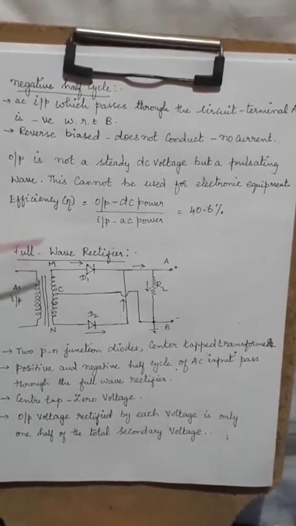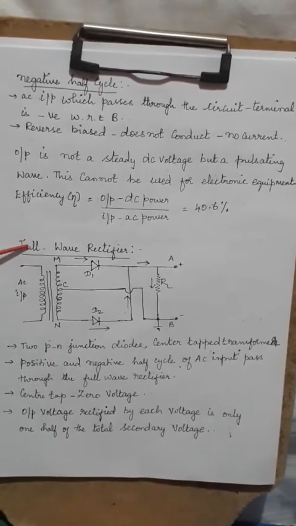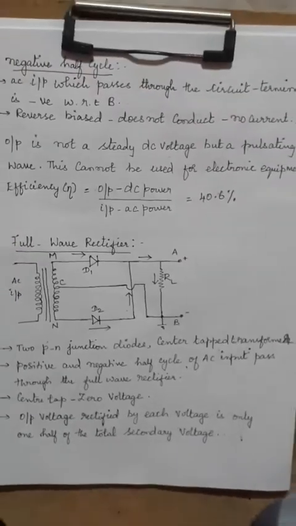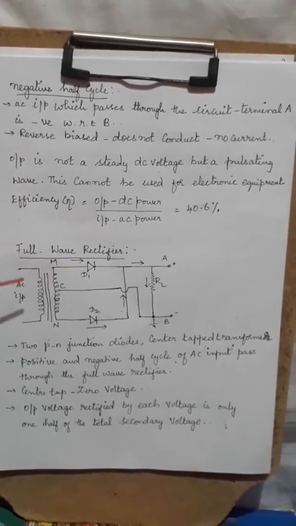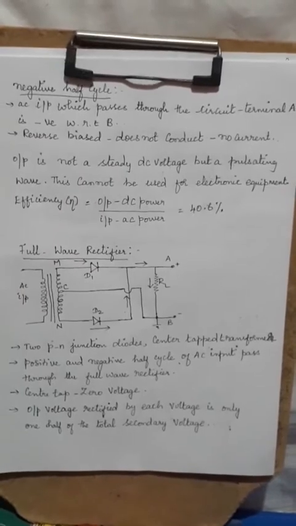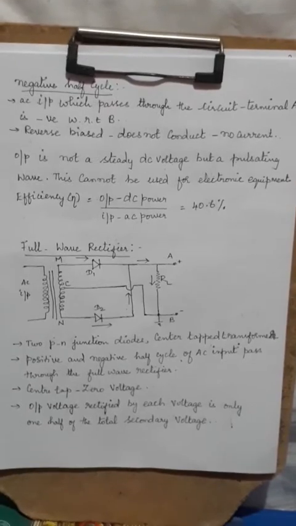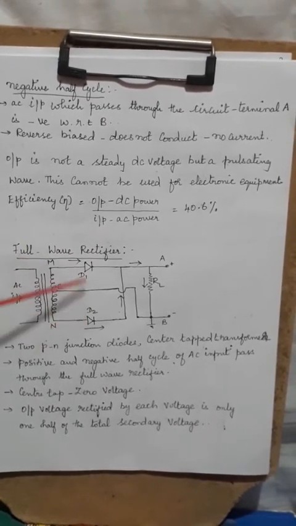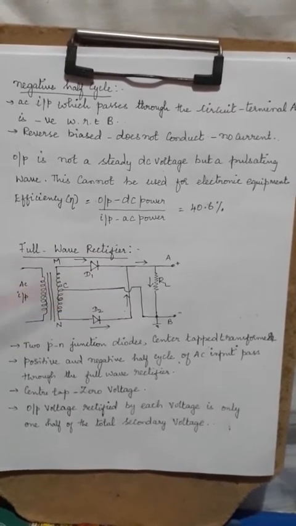Now moving on to the next one, which is the full wave rectifier. If you have understood the half wave rectifier, the full wave rectifier is even easier, children. Nothing, it is double. There, only one diode was used, but here there are two diodes, D1 and D2. Otherwise it's the same, where input is given through the transformer.